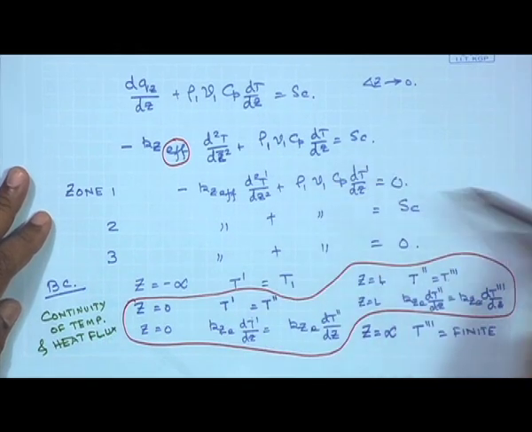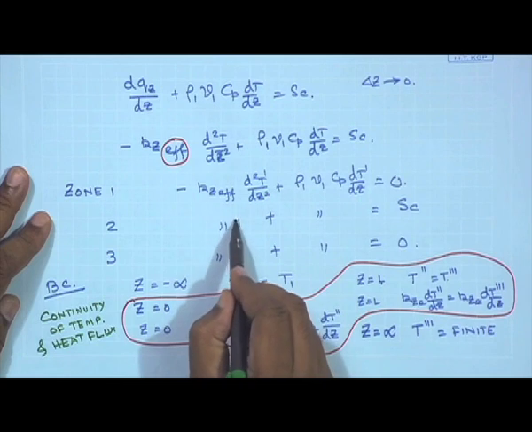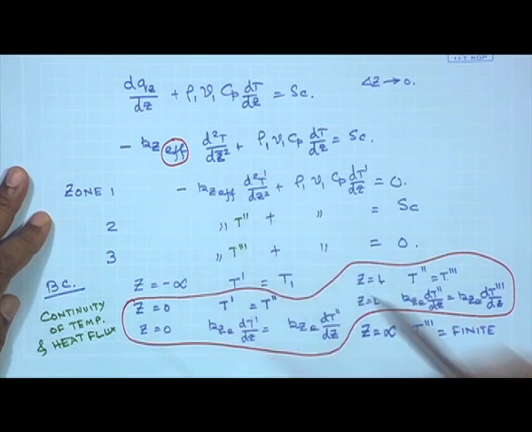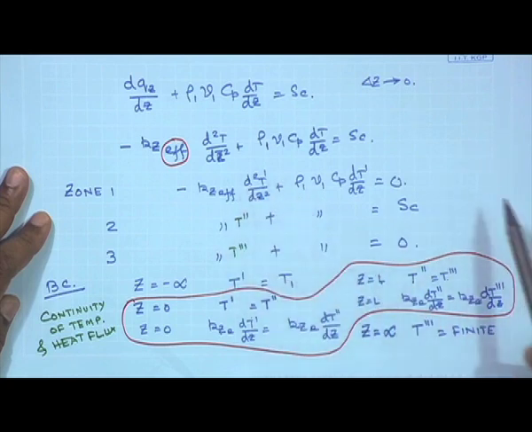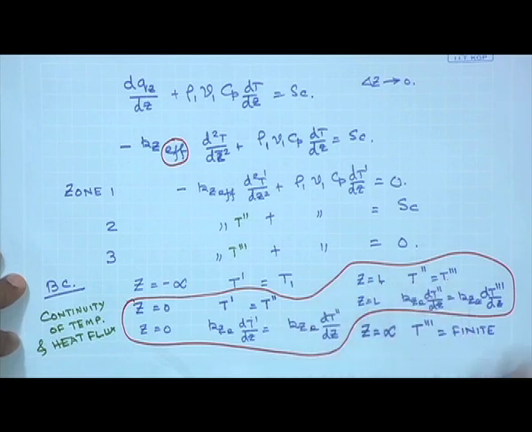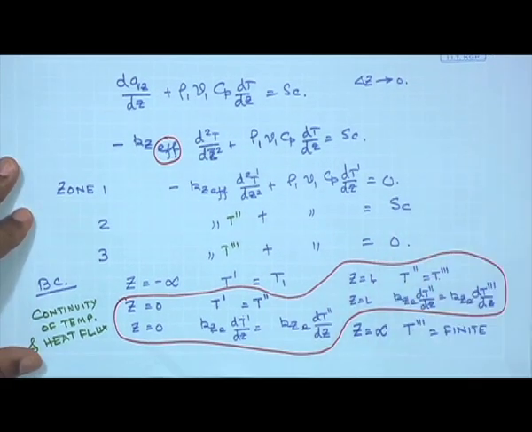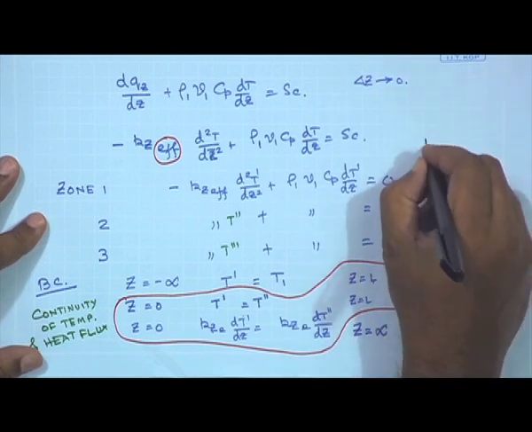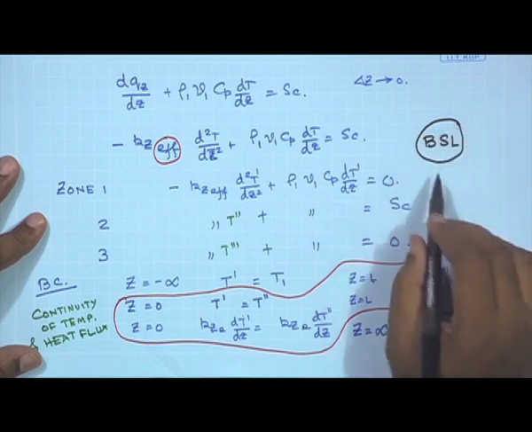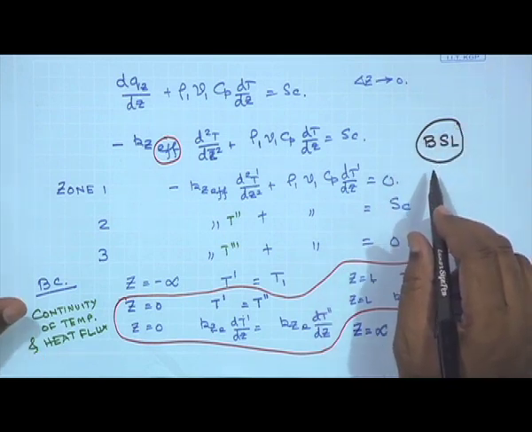So, the three equations referring to temperature at 2, temperature at 3 and temperature at 1, the other terms would be the same. These 3 equations would have to be solved with these 6 boundary conditions. You can see the solution of this in your textbook of Bird, Stewart and Lightfoot. This problem has been solved in Bird, Stewart and Lightfoot. So, you can take a look at that.